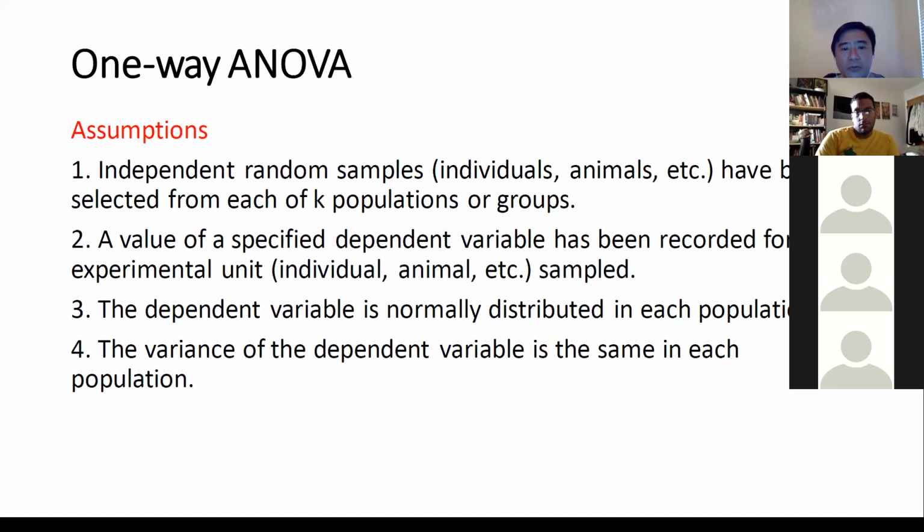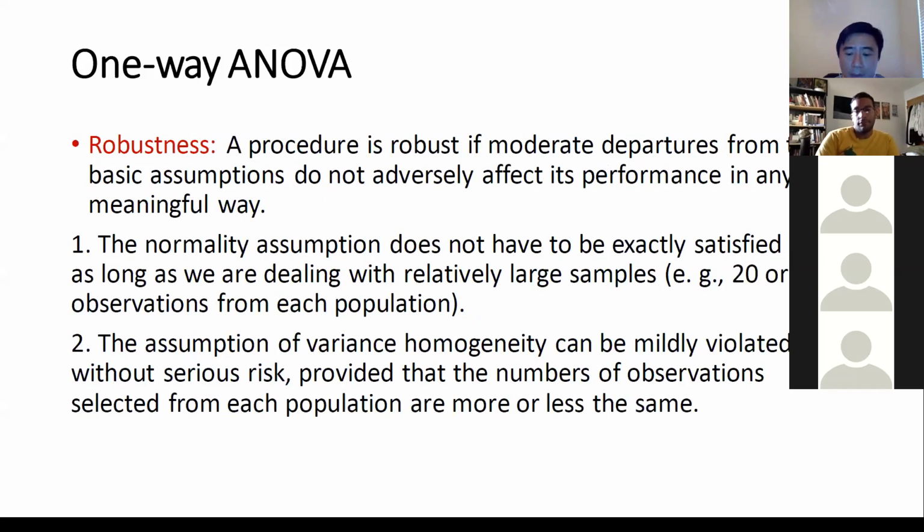As for the assumptions, you can just keep in mind that the key assumption is independence. We also require normality, but the ANOVA is robust to the normality assumption. There is also an equal variance assumption, but as I said, it's also robust to that.